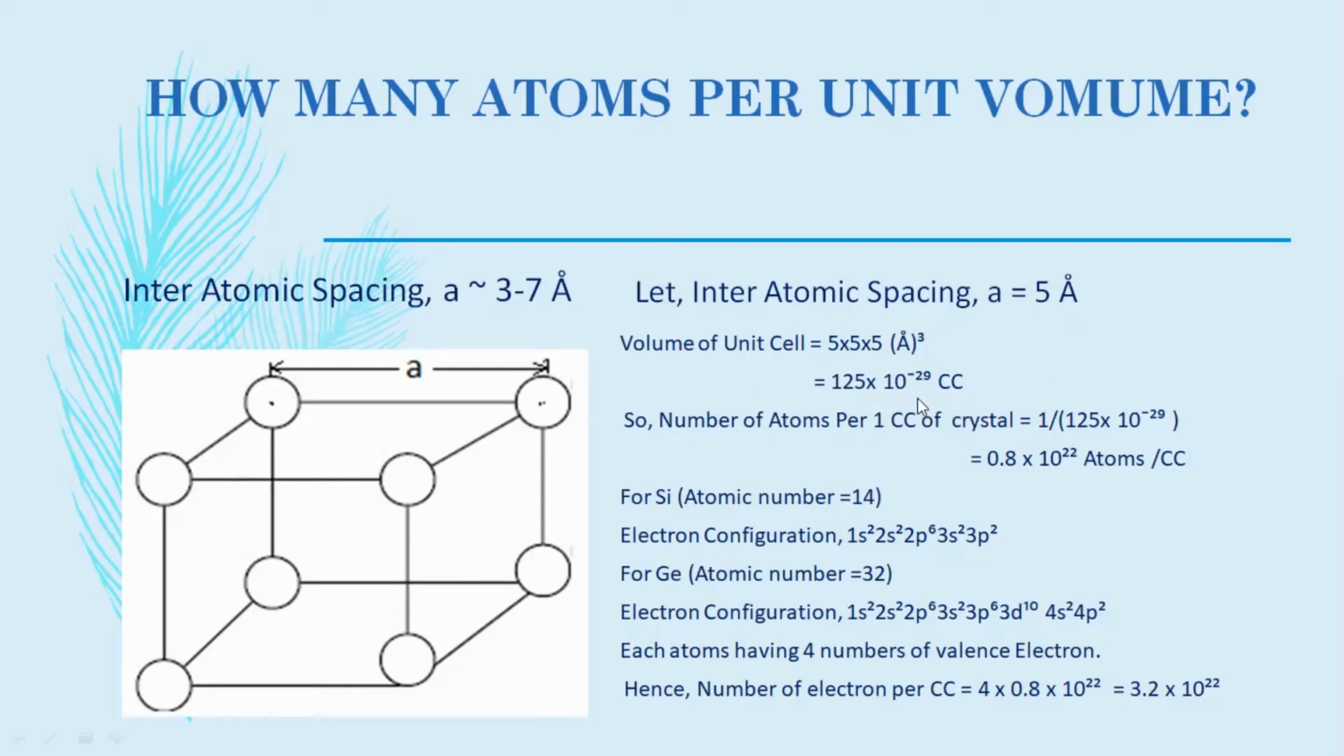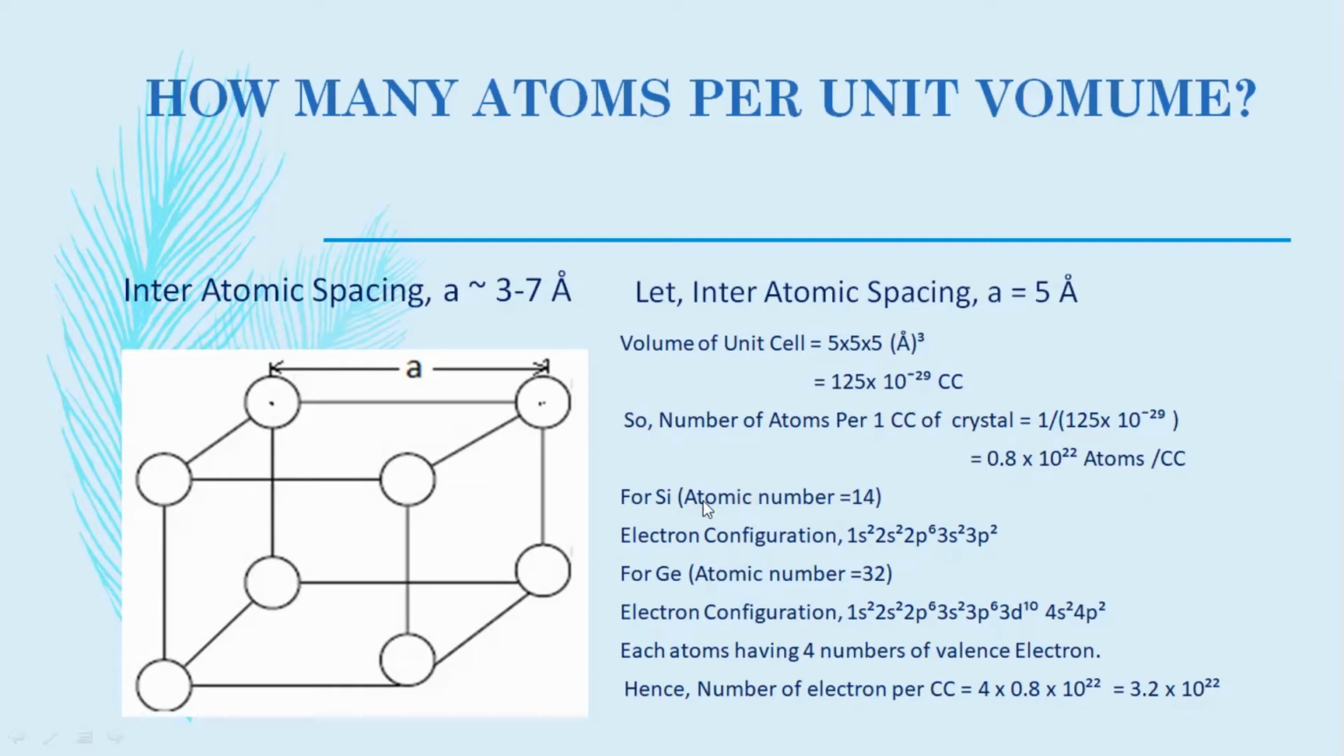If you consider one unit cell, this is nothing but 125 into 10 to the power minus 24 cc. So the number of atoms per 1 cc of crystal is, if you calculate that, 0.8 into 10 to the power 22 atoms per cc. So this is the number of atoms per cubic centimeter of crystal.